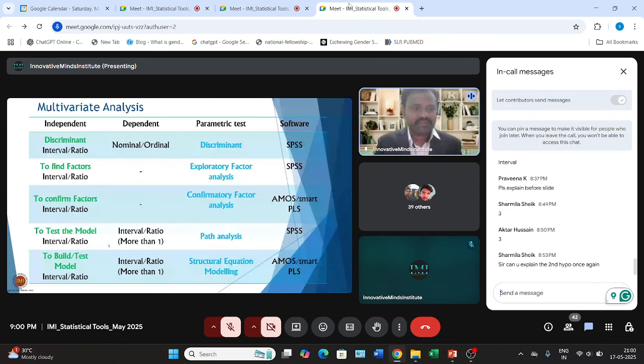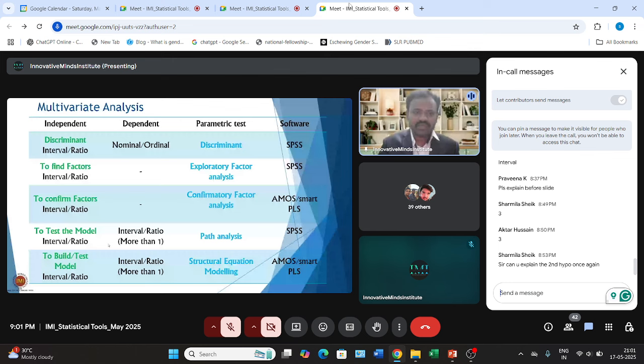You are exploring the factors, right? Then you have to go for the exploratory factor analysis, which is in the SPSS. So you have to say that I am exploring the new factors. Then it is called the exploratory factor analysis, which can be done in the SPSS.